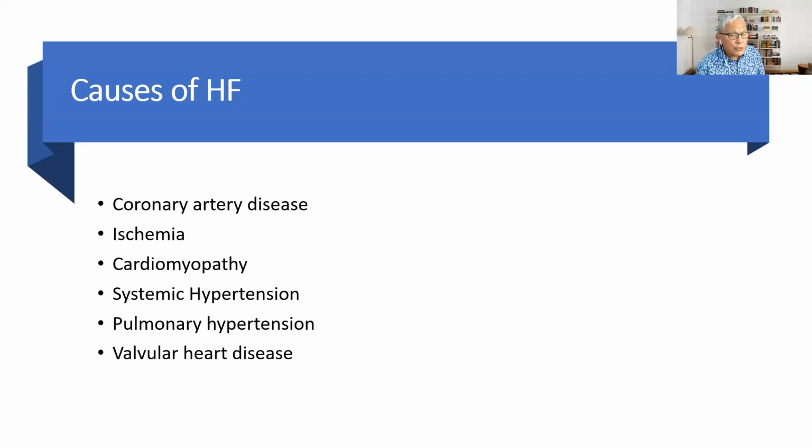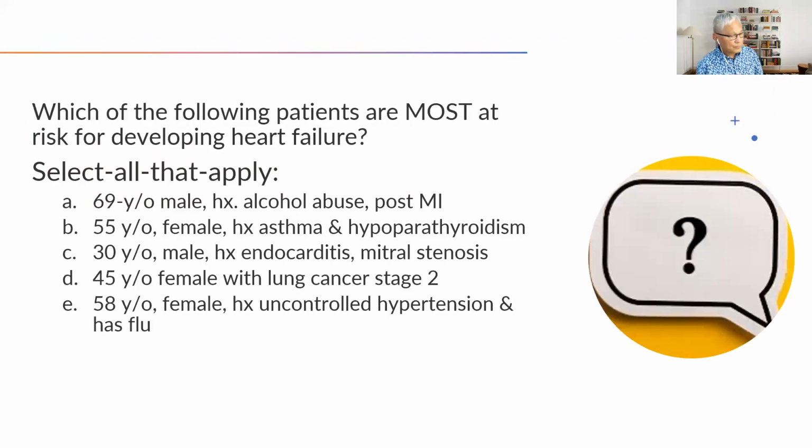Now, the causes, the direct causes are going to be coronary artery disease. Obviously, when you weaken the heart, when the heart is having problems with blood supply, and that is ischemia, or when the heart is going to be enlarged, such as in cardiomyopathy, caused by systemic hypertension, and also pulmonary hypertension and valvular heart disease, which I illustrated earlier with the tricuspid problem and also the mitral valve problems. All right, let's go to another poll.